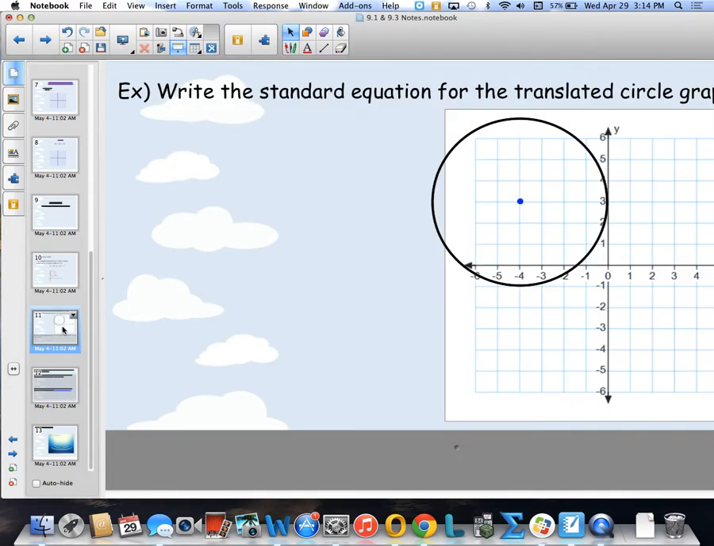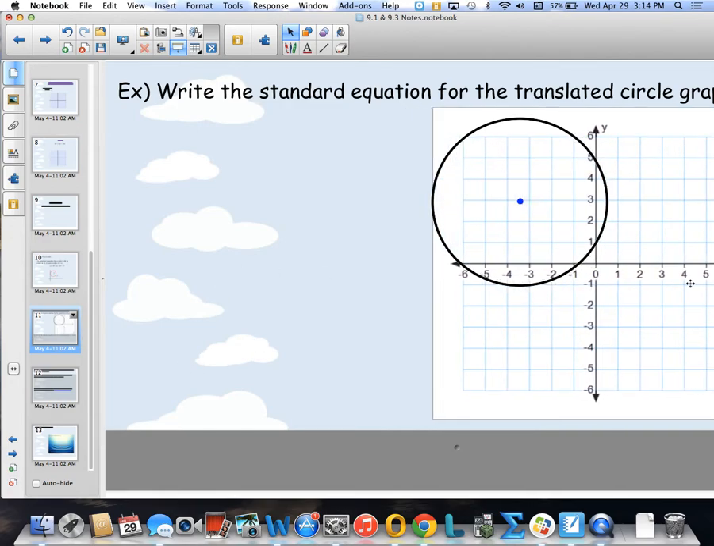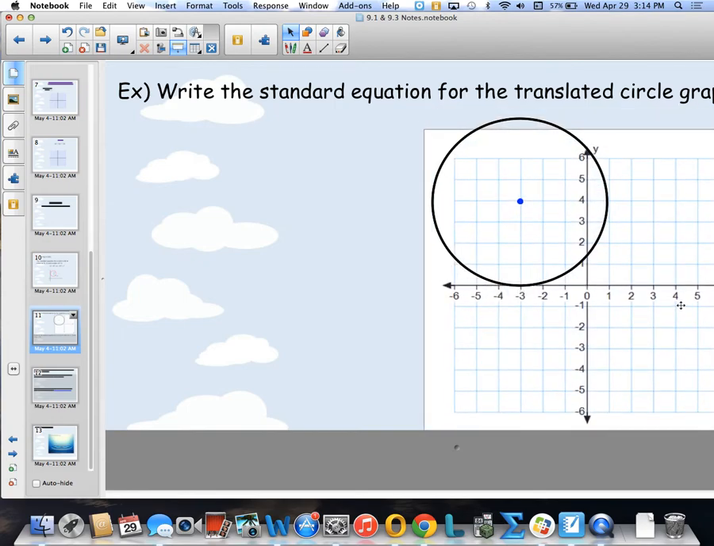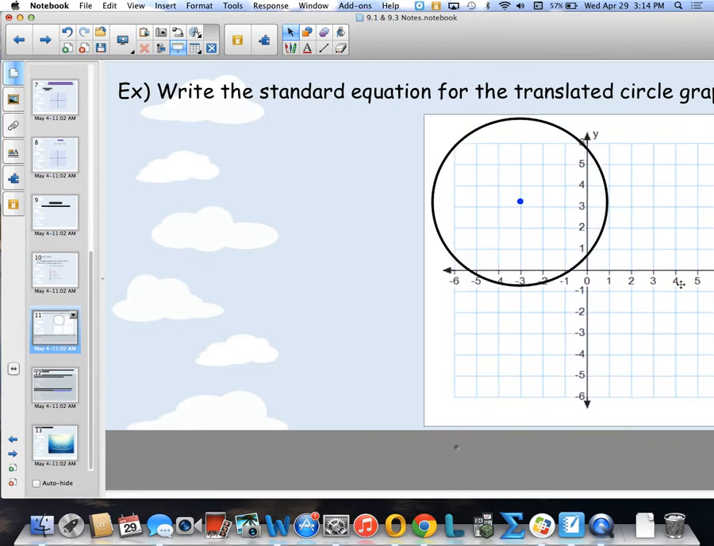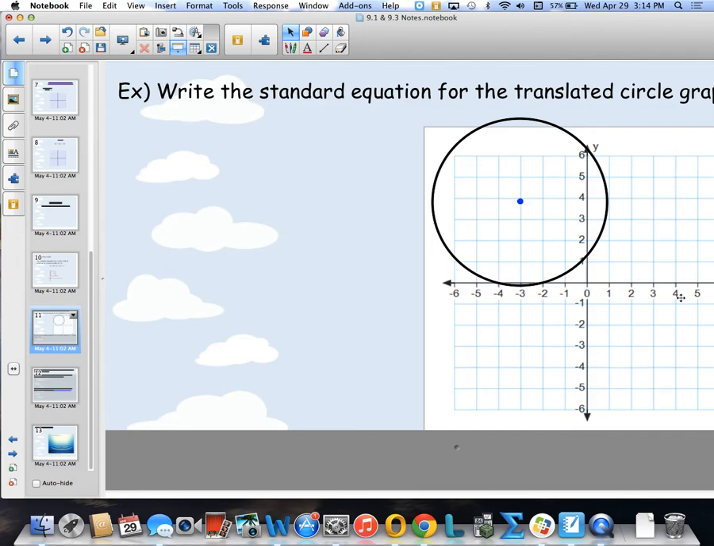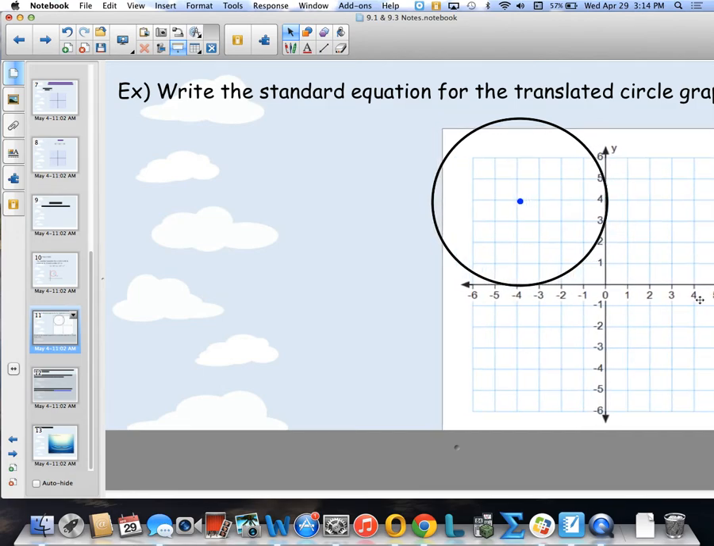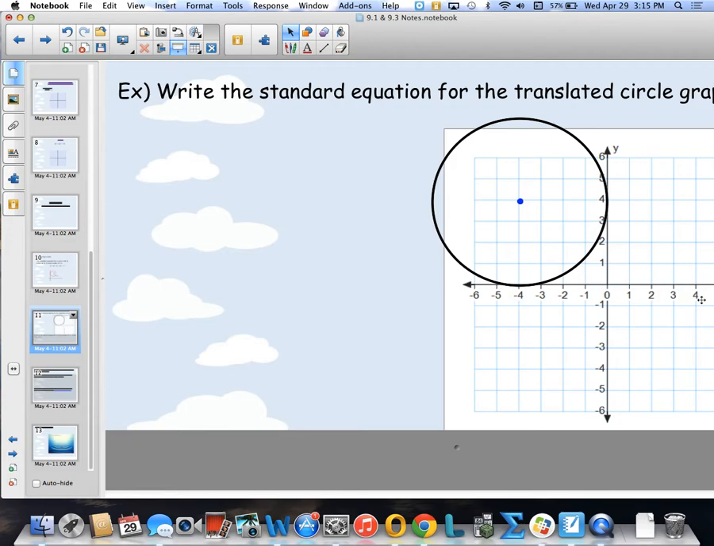The first question says, write the standard equation for this translated circle. Let me see if I can make this a little bigger for us. I'll just leave it there. So let's take a look at this circle. It looks to me like the center is at -4. How far up did it go? 4. Okay, the center is at -4, 4. And this right here is the radius.